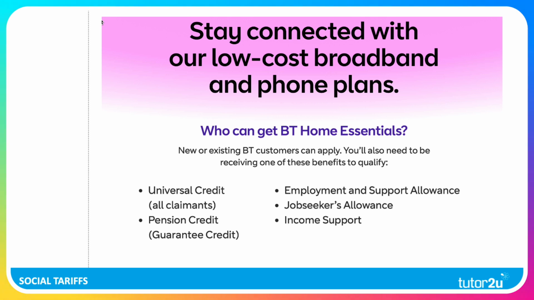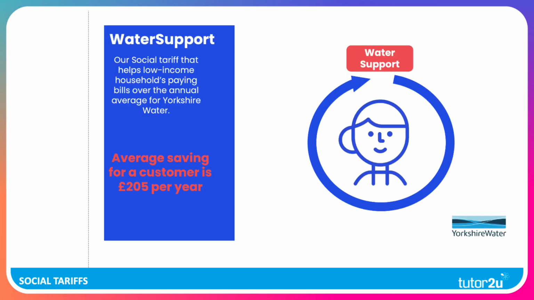Here's an example from BT Home Essentials. If you are receiving universal credit, pension credit, jobseeker's allowance, and so on, and if you can provide them with your national insurance number, then you can apply for a low-cost broadband and phone plan. And this is a really good example of a social tariff.